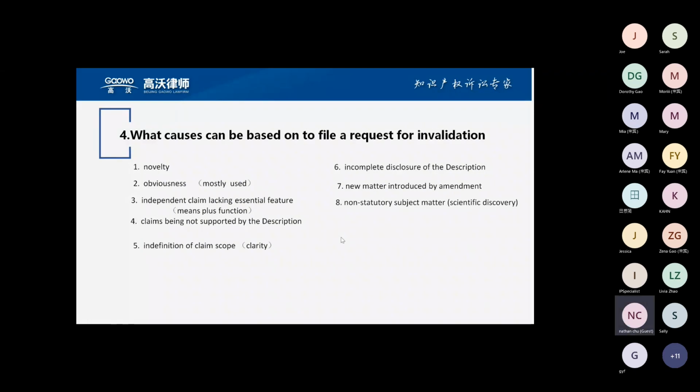Next, you can also file based on the reason that the claims claim subject matter which is non-statutory, such as if you file a subject related to a scientific discovery, it's a non-statutory subject matter. I think this reason is not used frequently in many cases during the prosecution. I think this problem, in most cases, has already been filtered out. As with the USPTO, the Chinese patent can also be invalidated by double patenting.